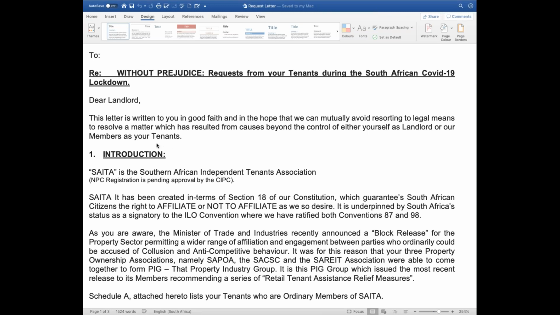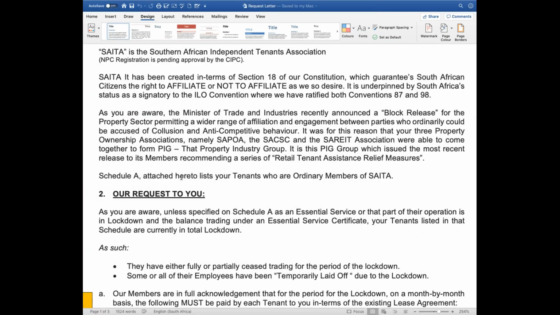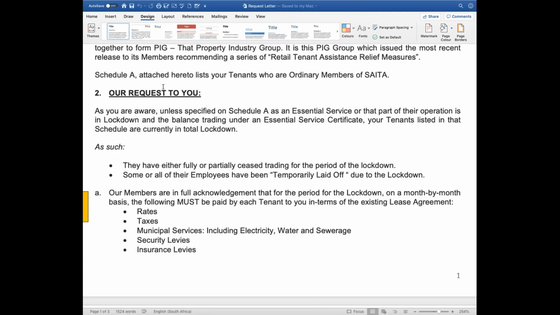Dear landlord, this letter is written to you in good faith and in the hope that we can mutually avoid resorting to legal means to resolve a matter which has resulted from causes beyond the control of either yourself as landlord or our members as your tenants. Number one, in the introduction, we simply say why CITA exists, but we also talk about Schedule A, which is attached here to list your tenants who are ordinary members of CITA. So that's critically important, that we complete Schedule A.